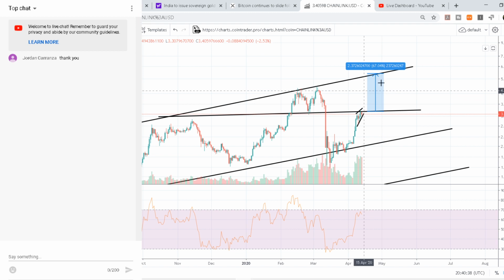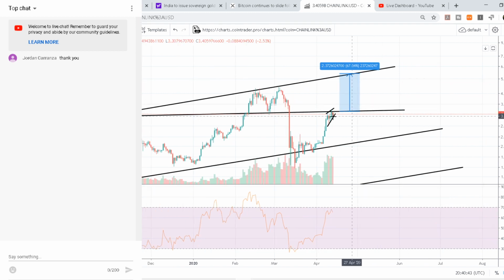So if I am to trade Chainlink here after the breakout, either I will be buying this breakout or I'll wait for the breakout, and once the breakout happens and retests and bounces, I'll be buying that bounce there. So it gives us more certainty when we are buying this at this particular level.